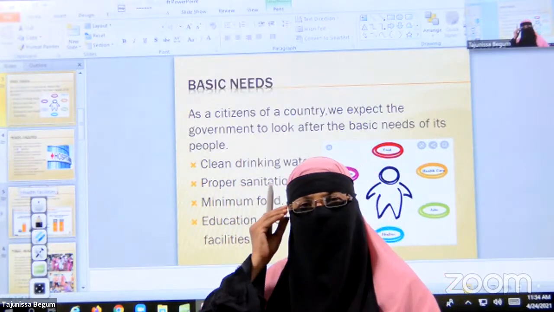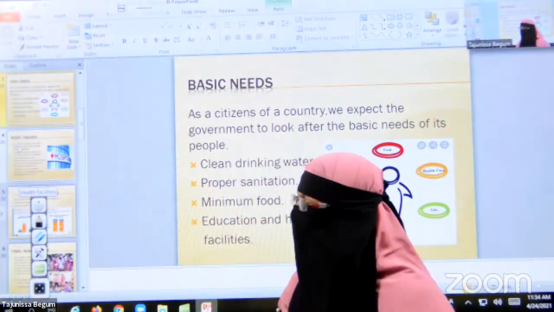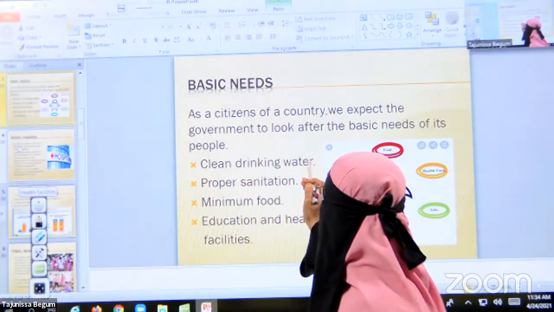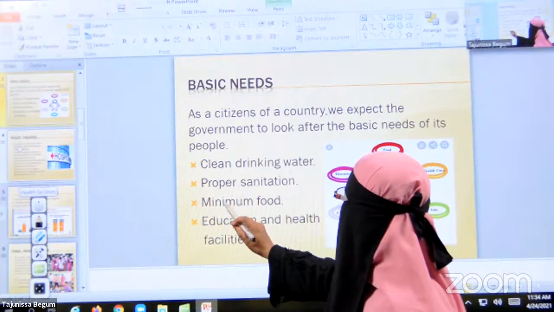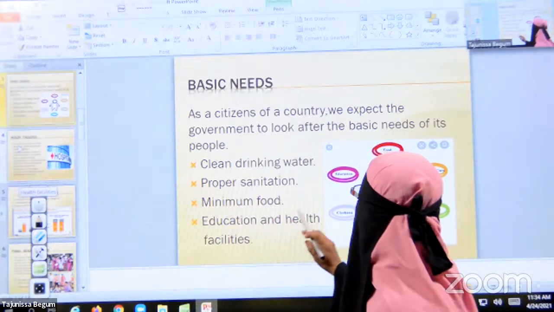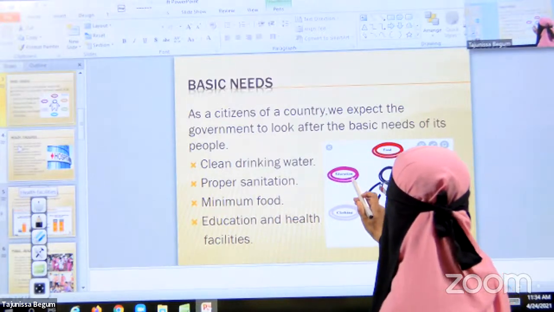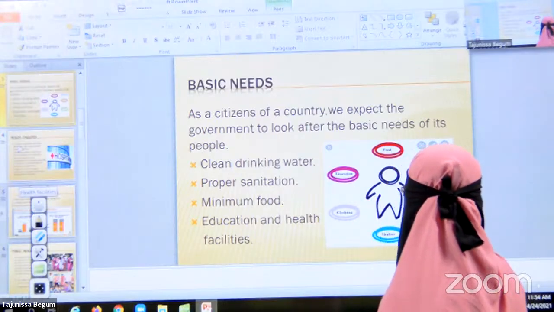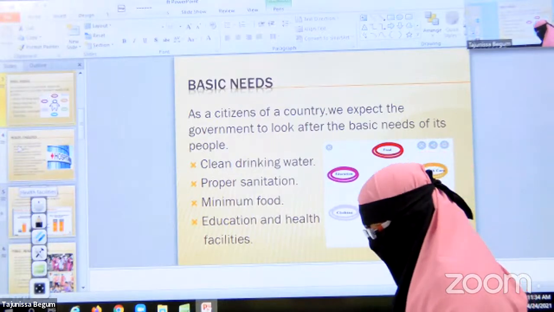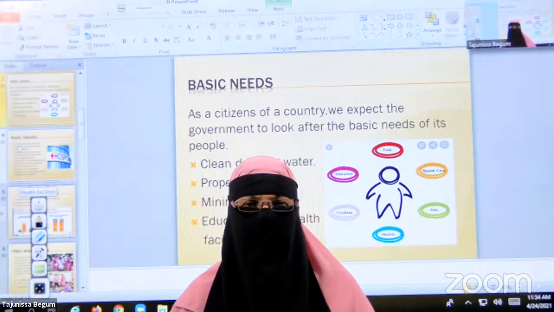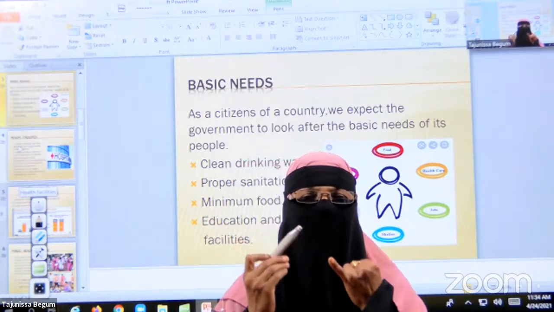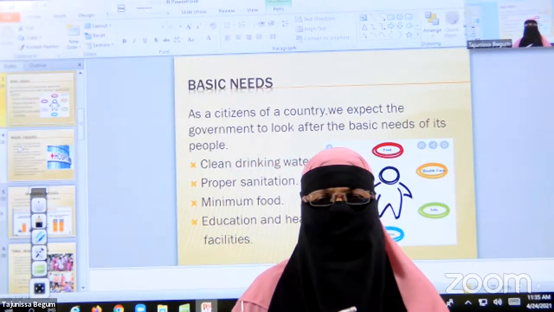These are the basic things we are expecting from the government. What are they? Clean drinking water, proper sanitation, minimum food, education, health service. Here you can see: food, education, healthcare, job, shelter, clothing. And we are also expecting jobs from the government. When you are well educated, the government should give us placements in jobs.